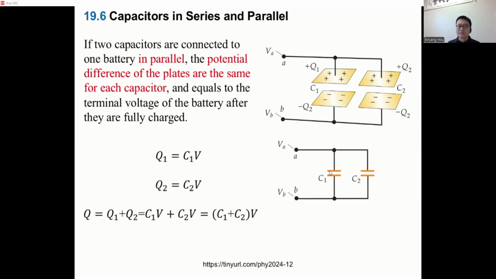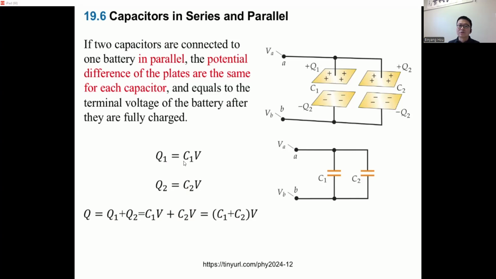If they are parallel to each other, then they share the same voltage. So when you see the term that two elements are parallel to each other, that means they share the same voltage across the terminals. And when it says they are in series, that means they share the same current or charge.